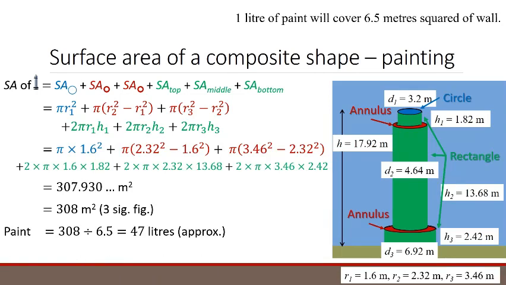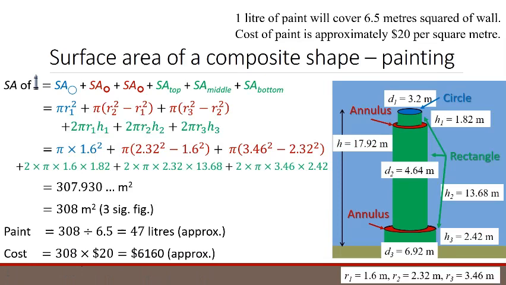And we do need that because we want to work out the amount of paint, and we're told that 1 litre of paint will cover 6.5 metres squared of a wall. So let's divide that surface area by 6.5, and we find that we need 47 litres of paint, approximately. And let's also work out the cost. The cost of paint is approximately $20 per square metre. So we multiply the amount of area times $20, and we end up with $6,160 approximately. And there's a practical application of surface area of a composite shape.